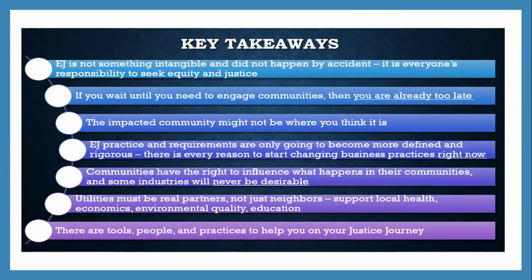So EJ practice and requirements are only going to be more defined and rigorous. There is every reason to start changing business practices right now. Communities have the right to influence what happens in their communities, and some industries will never be desirable. Utilities must be real partners, not just neighbors. Support local health, economics, environmental quality, and education. There are tools, people, and practices to help you on your environmental justice journey.